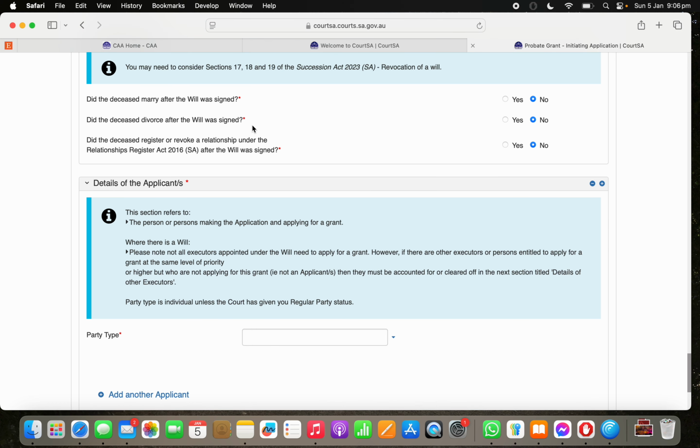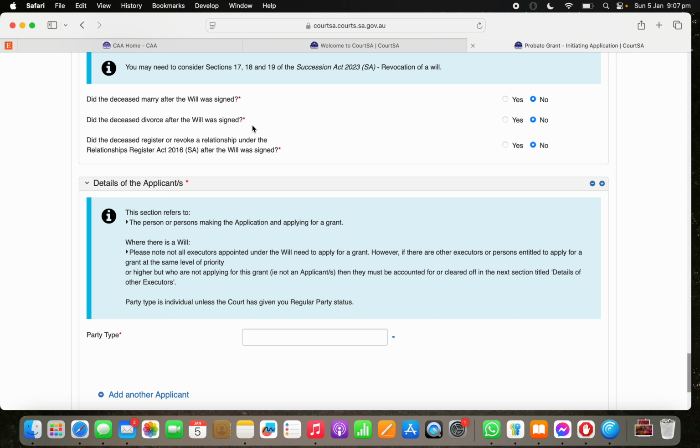Then, did the deceased divorce after the will? Again, an important question, because if we have husband and wife who appointed each other as their executors under a will and they gave everything to each other, but they subsequently divorce, the effect of divorce under our Act is that you treat that ex-husband or ex-wife as though they died at the date of the divorce. Therefore, they're unable to apply for a grant as an executor and they cannot be a beneficiary.